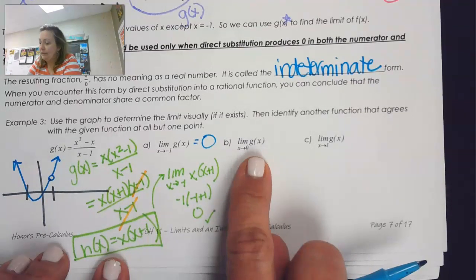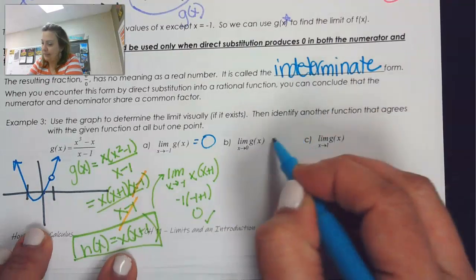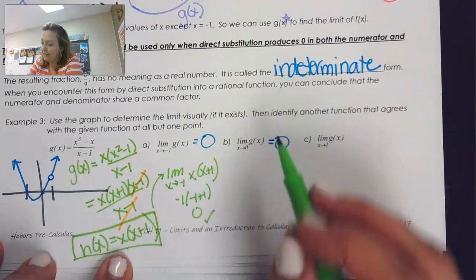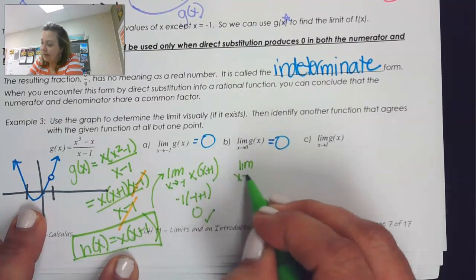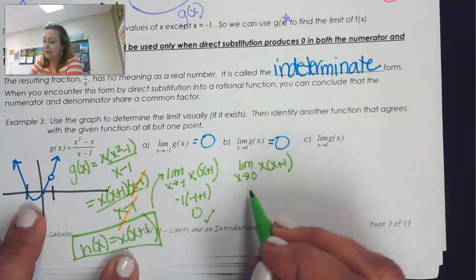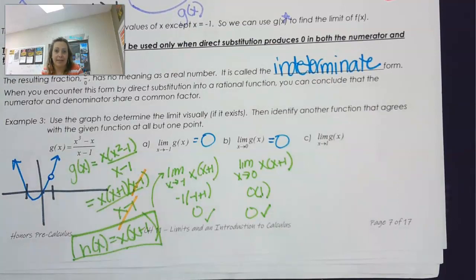If we look at the limit of g of x as x goes to 0, we can see here that that is going to be 0. And if we use our h of x, if we take the limit of x times (x plus 1) as x approaches 0, that gives me 0 times 1, which is 0, so that matches as well.